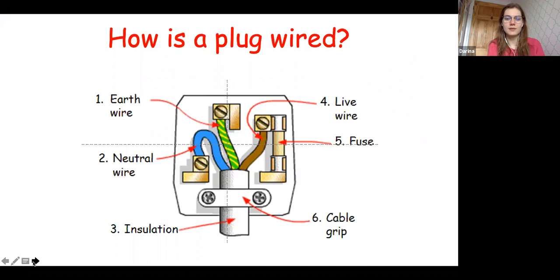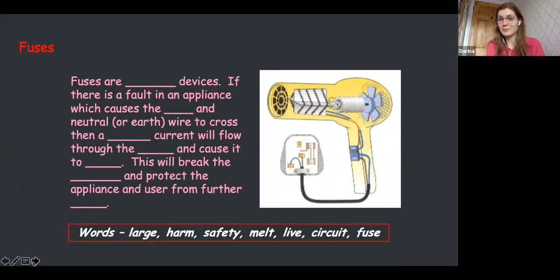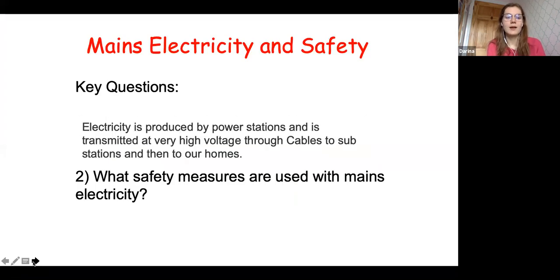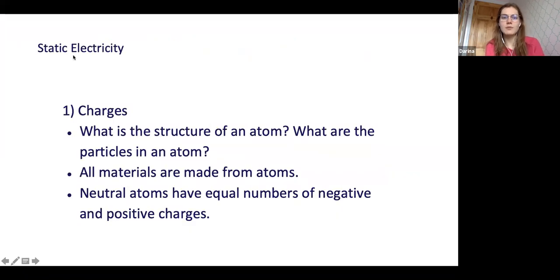If anyone has any other questions, by the way, please feel free to ask them. Right, so moving on to static electricity. I've got a few questions for you to think about here. What is the structure of an atom and what are the particles in an atom? Can anyone tell me what the particles in an atom are? Which three particles are we thinking of?